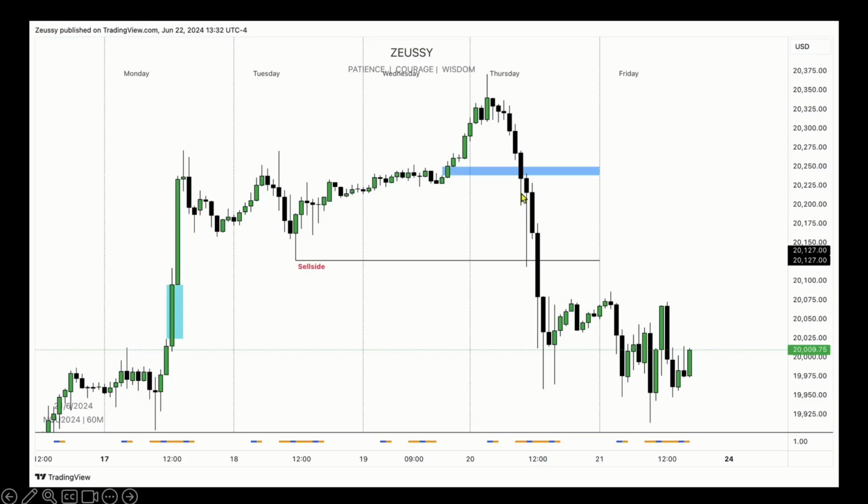Eventually we roll over even more, delivering this BC as well, but notice how we traded below that blue box aggressively. The next hourly candle opens up, offers buy side and immediately offers sell side.